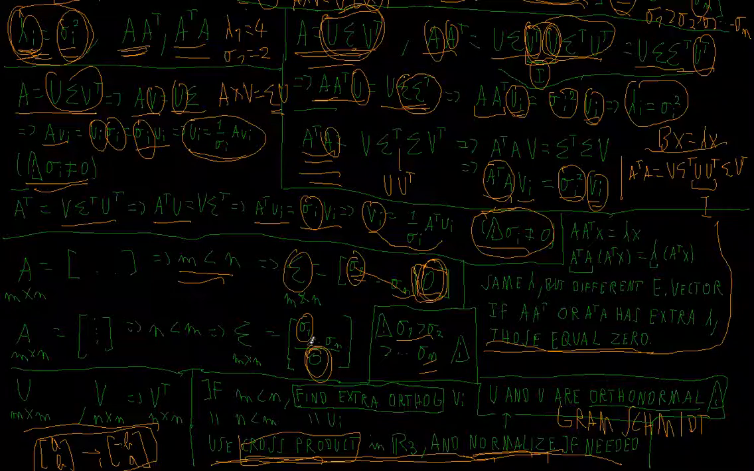Yes, and our matrix U will be an m by m matrix, where m is the number of rows of the matrix A, and our matrix V will be an n by n matrix, where n is the number of columns of A. Yes, that's also important to remember. So U is an m by m matrix, where m is the number of rows of A, and V is an n by n matrix, where n is the number of columns of A.